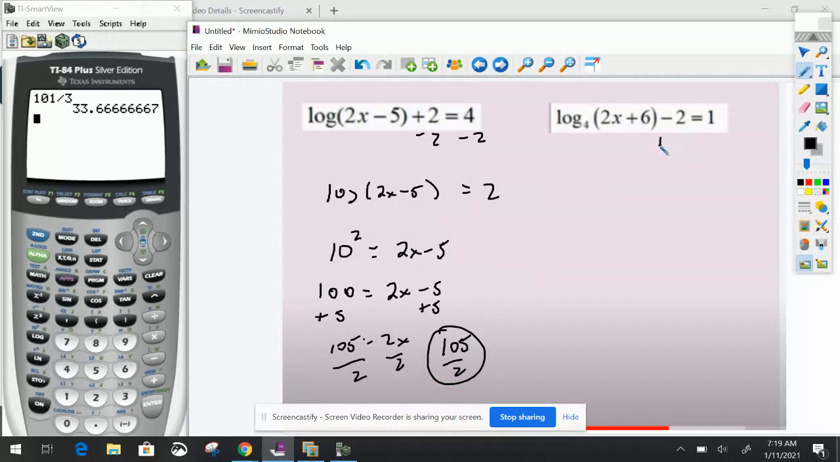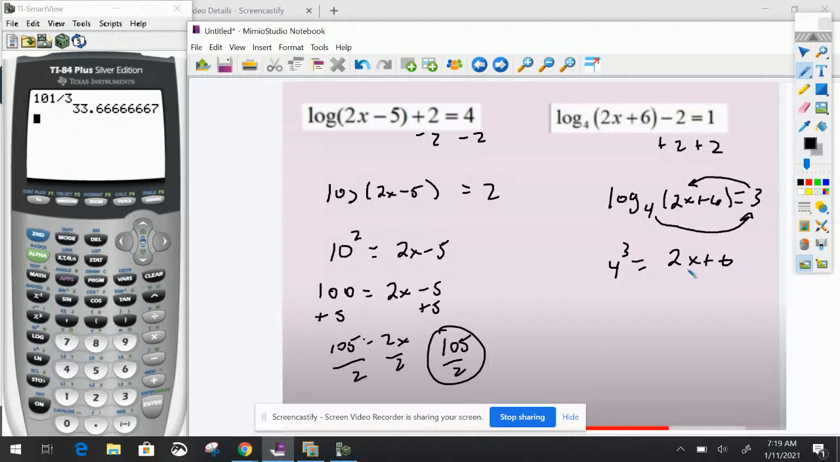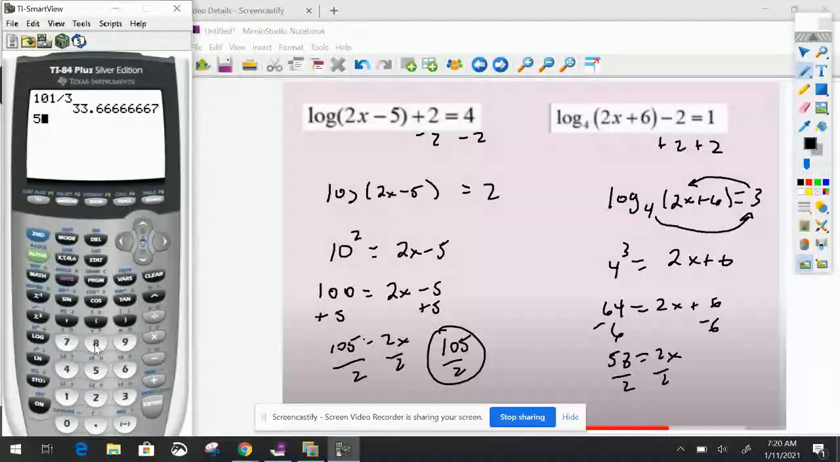Here, same thing. I'm going to add the 2. Log base 4 of 2x plus 6 equals 3. So that gives me 4 to the third power equals 2x plus 6 using the little cloud method. Okay. 4 to the third power is 64 equals 2x plus 6. I'm going to subtract 6. Gives me 58 equals 2x. Divide by 2. 58 divided by 2 is 29. So you get x is equal to 29.